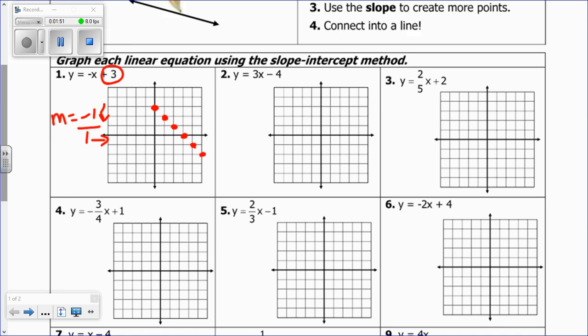Now, what if I wanted to put points on the other side of the y-intercept? I'm going to take the directions that we did and do the complete opposite. So now I'm going to go up 1, left 1. So now if I go up 1, left 1, I can plot a point here. Up 1, left 1, plot a point here. And now we draw a line to connect our points. And now we have graphed the equation y equals -x plus 3.